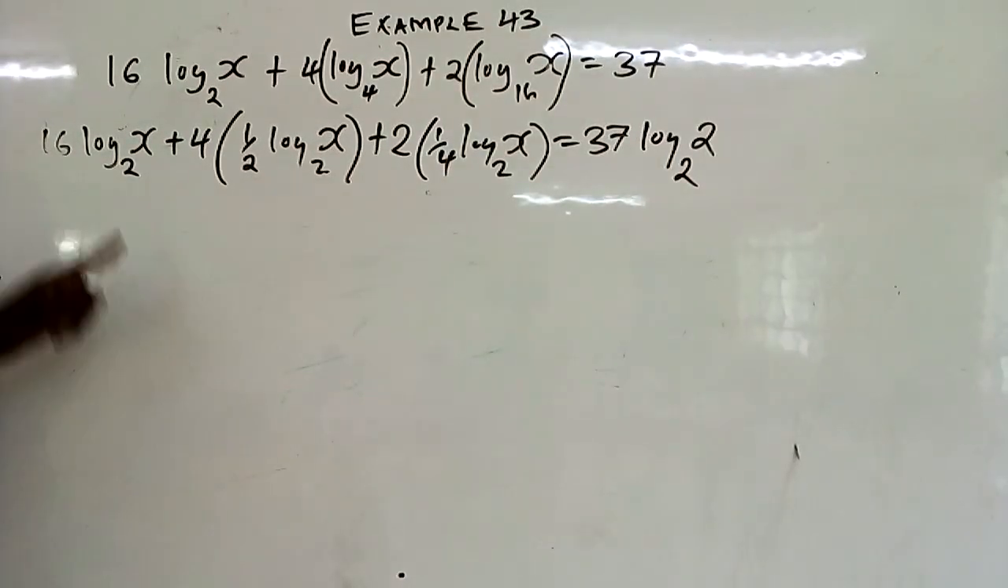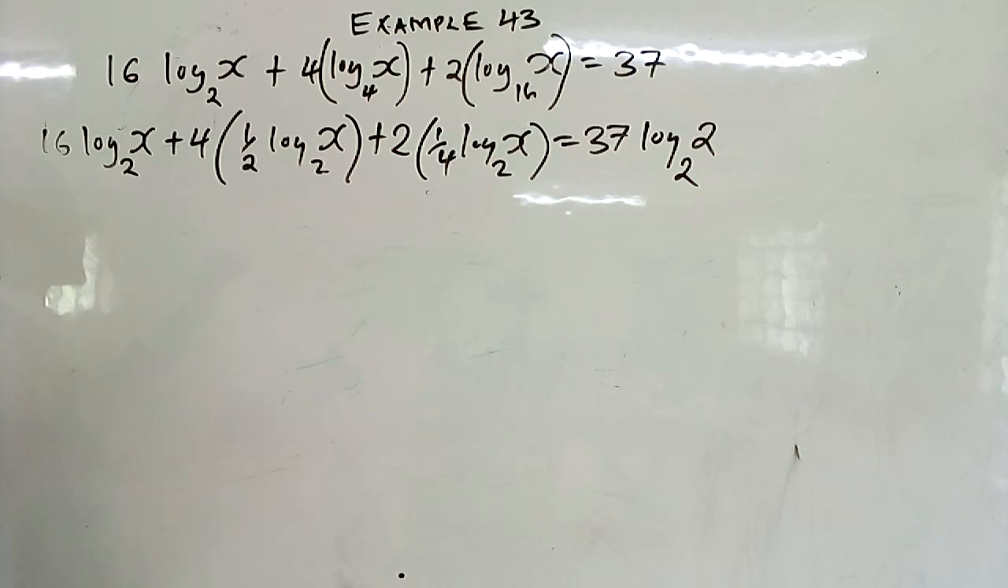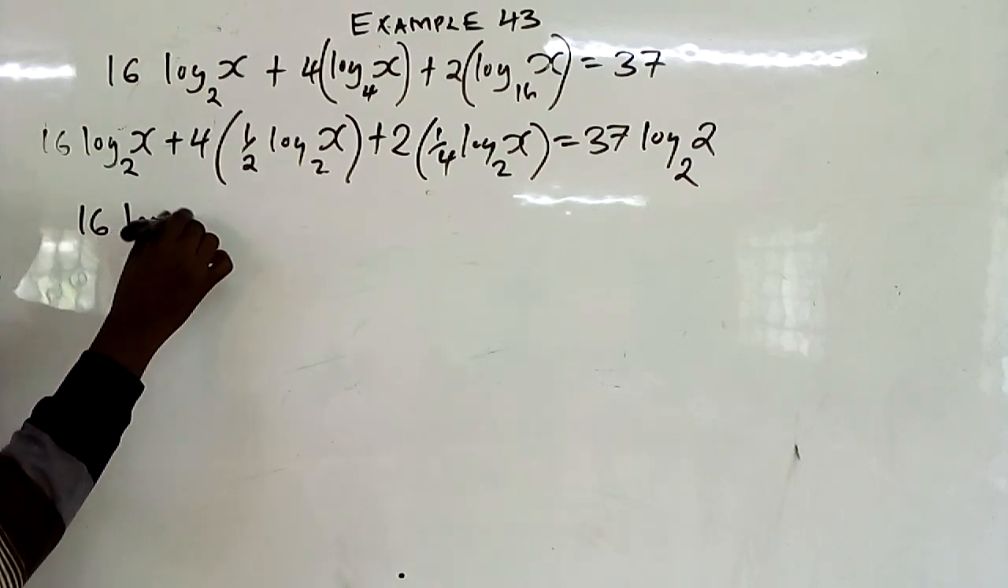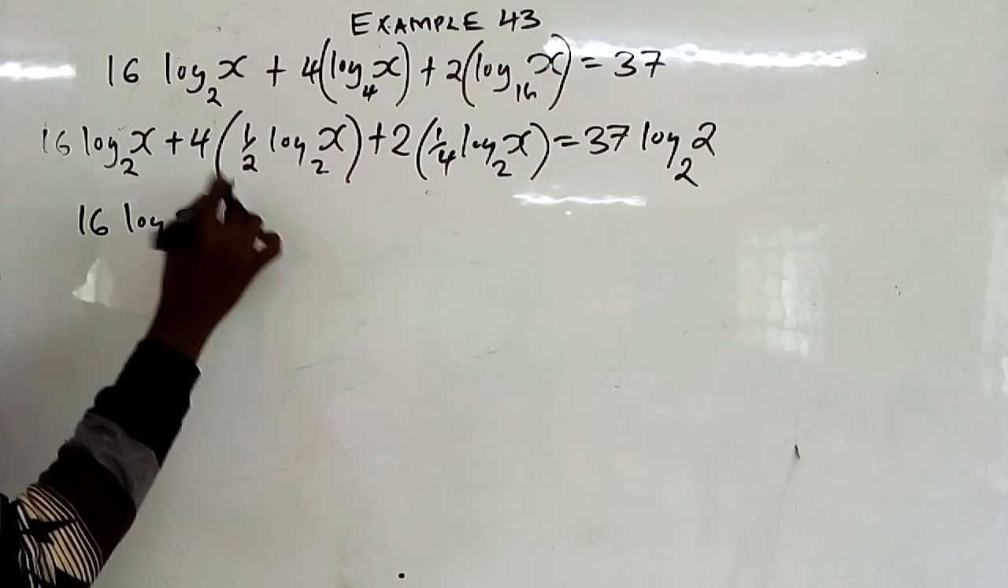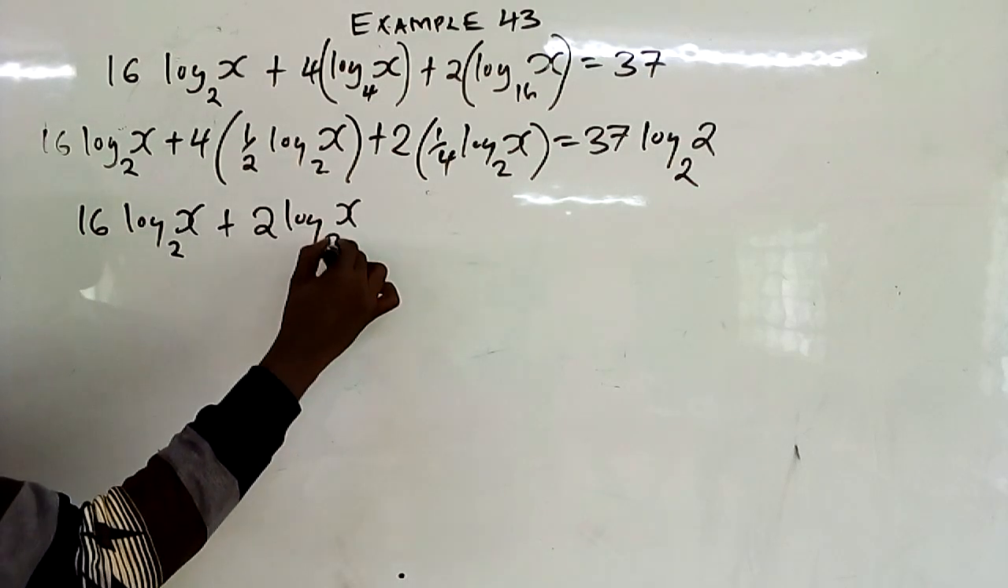Meaning you now have the same base, base 2, in all the terms. You have log 2 base 2 in all the terms, meaning it is now solvable. Are you getting what we are saying? Yes. You have to know all those laws of logarithms. It's when you'll be able to solve a problem involving logarithms. So what do we have here? We have 16 log x to base 2 plus 4 times a half, you get 2, isn't it? 2 log x to base 2.